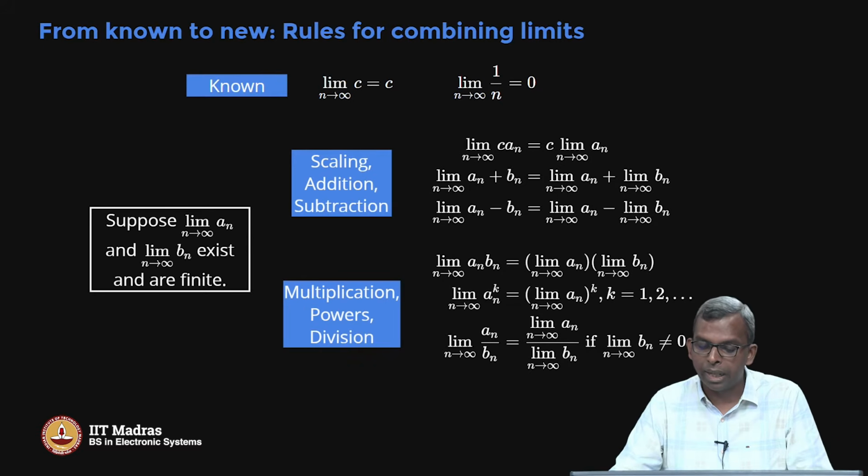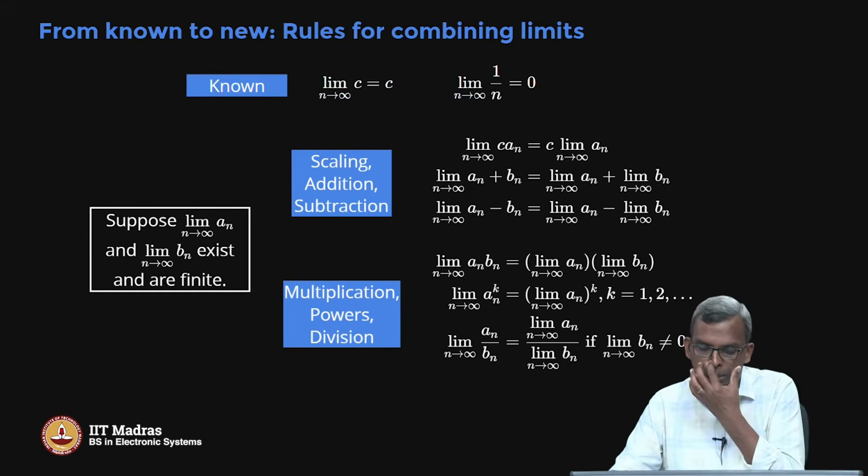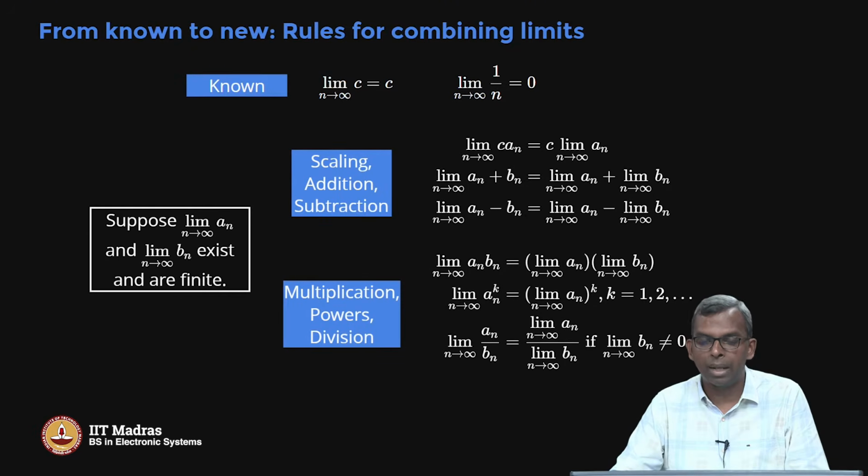The same thing happens if you take a sequence and raise it to some power. Repeated multiplication is an to the power k, right? Once you know the rule for an times bn, instead of bn, if I put an itself, I know that an squared will follow this rule, and then an cubed will also follow this rule, right? I put an squared times an. You can repeatedly use it and show that this is true. So this is all right.